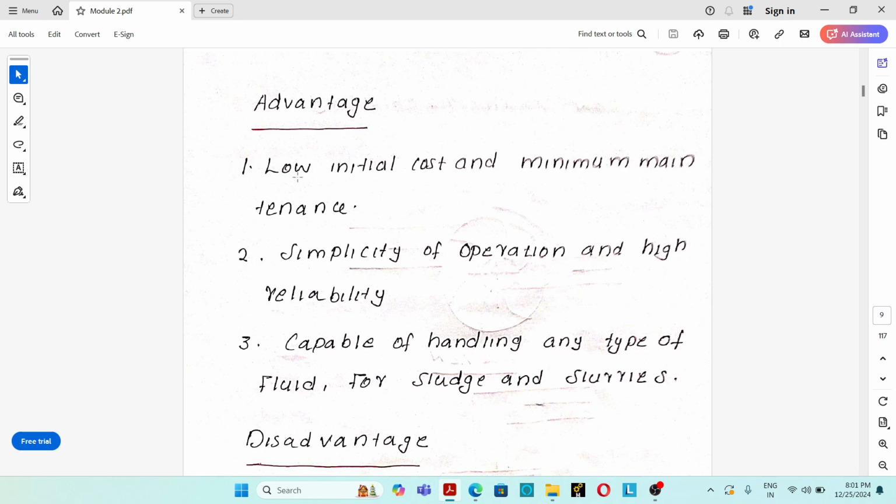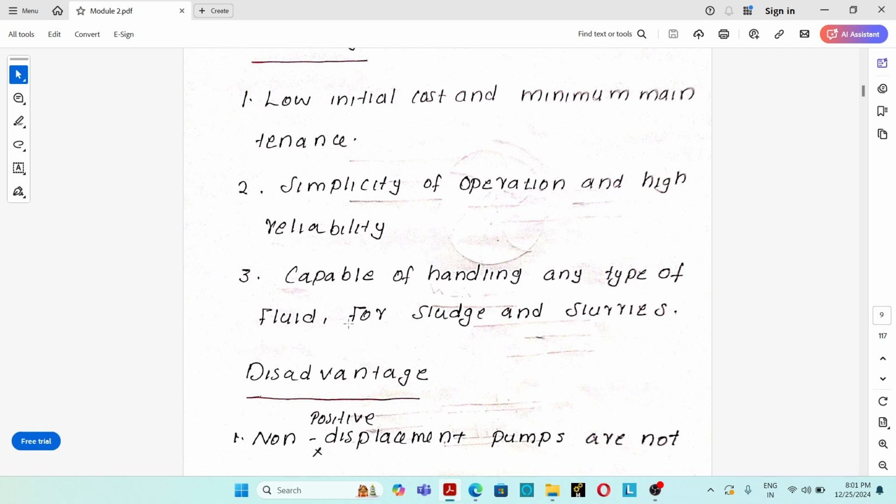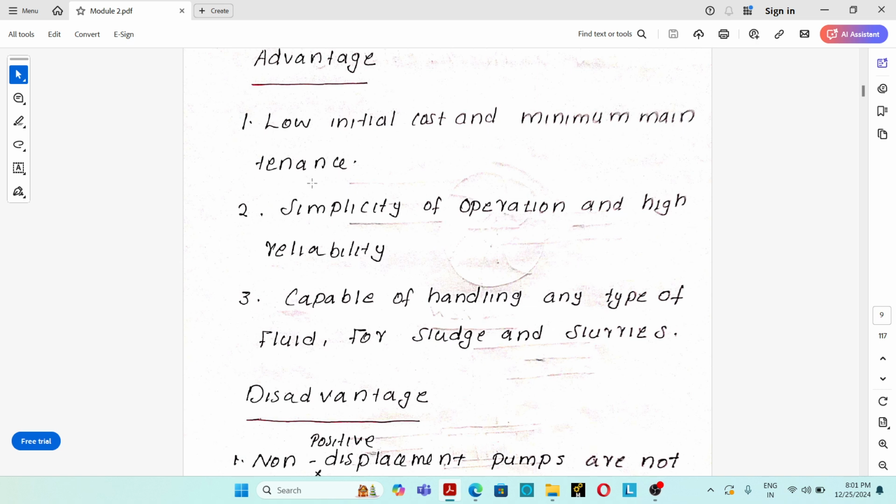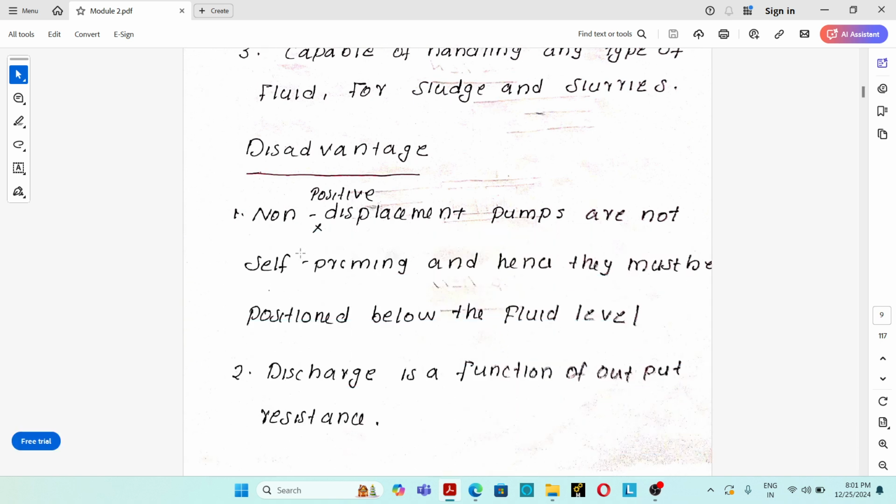So what is the advantage of hydrodynamic pump? Low initial cost and minimum maintenance, simplicity of operation and high reliability, capable of handling any type of fluid such as sludge and slurries. So these are the advantages of positive displacement pump actually, not hydrodynamic pump. Low initial cost and minimum maintenance, simplicity of operation and high reliability, capable of handling any type of fluid, sludge and slurries.